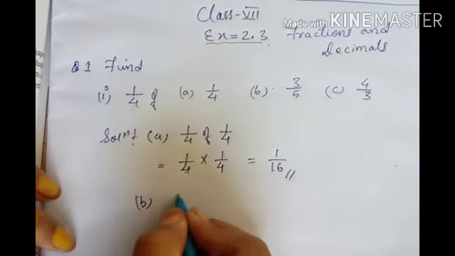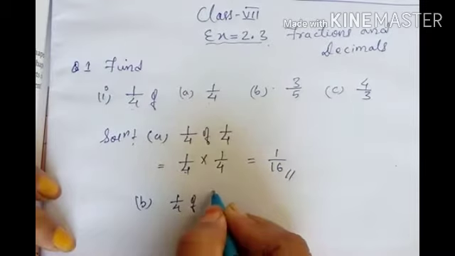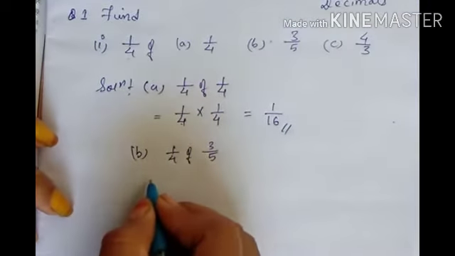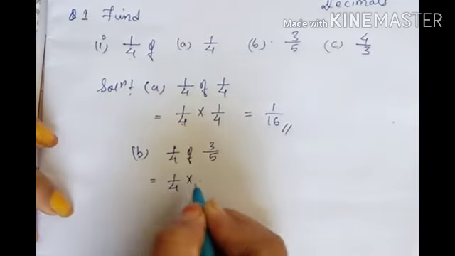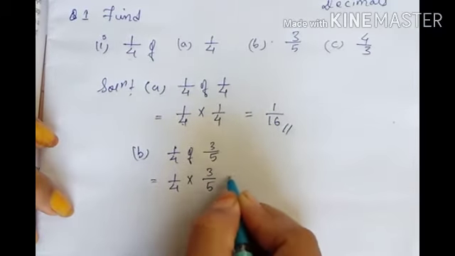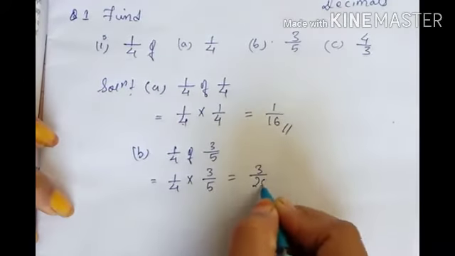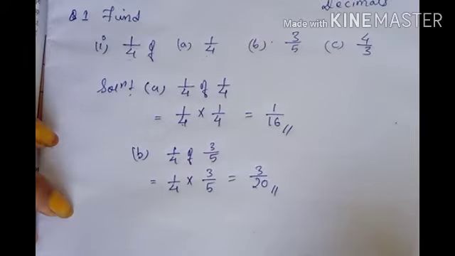Now question B, 1 upon 4 of 3 upon 5. This is the question. So how will you do it? 1 upon 4 of means multiply with 3 upon 5. Now 3 into 1 is 3, and 4 fives are 20. So this is your answer.